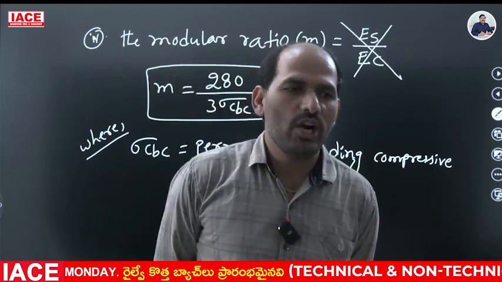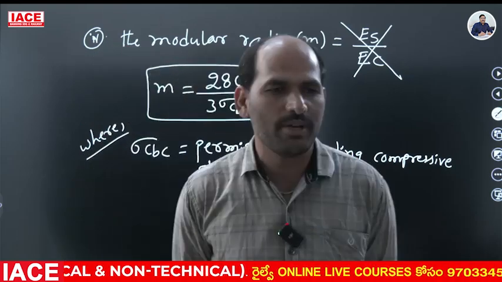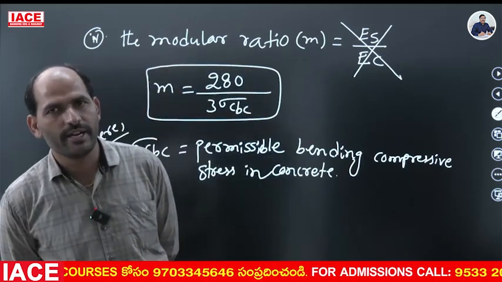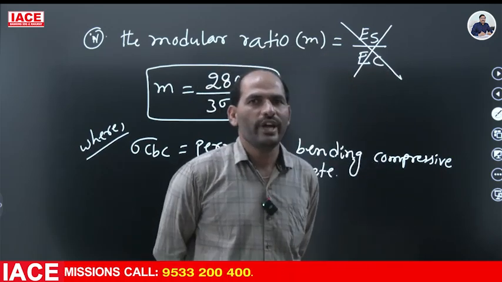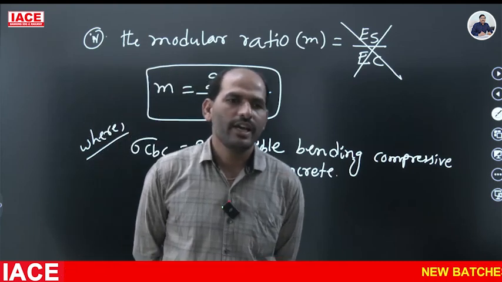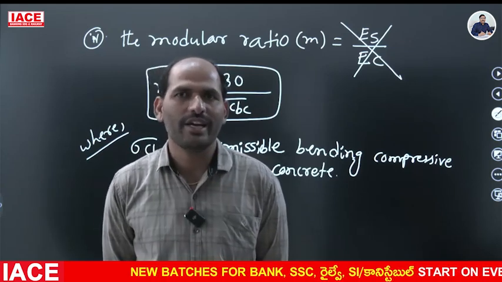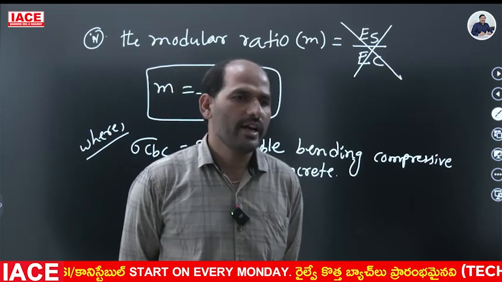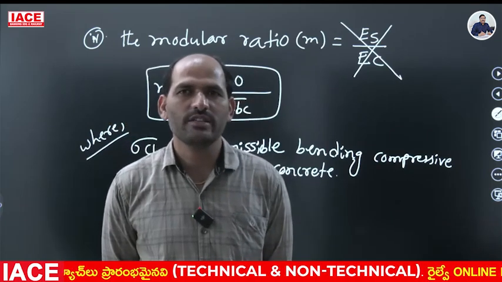So here, modular ratio as modulus of elasticity of steel upon modulus of elasticity of concrete is not possible in the working stress method. This is one of the drawbacks. So the modular ratio is 280 upon 3 sigma CBC, where sigma CBC is the permissible bending compressive strength of concrete. Right, so these are the various drawbacks in the working stress method.